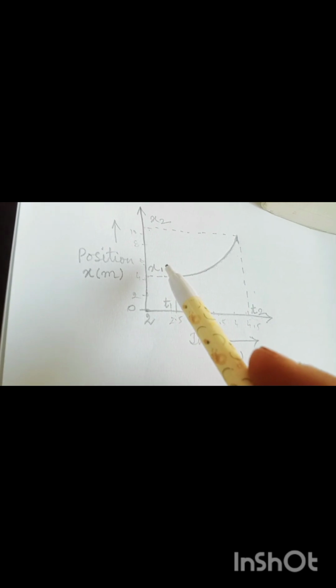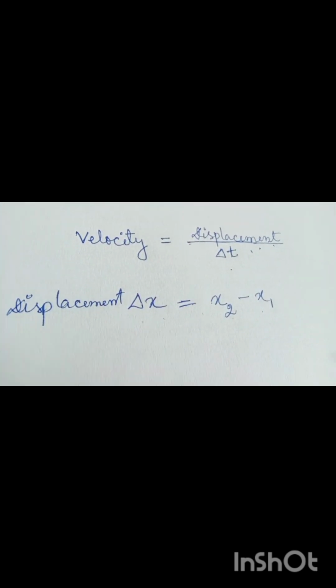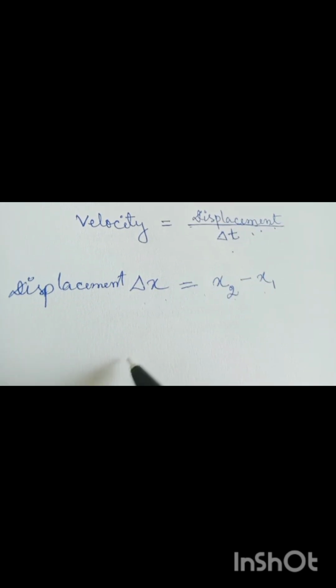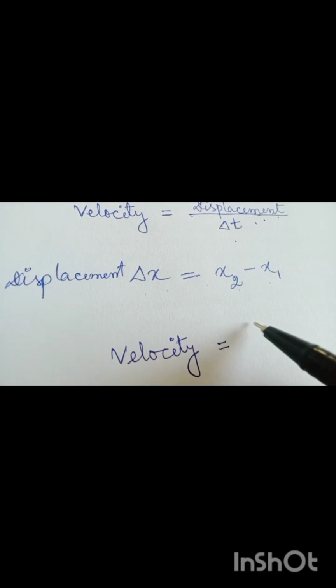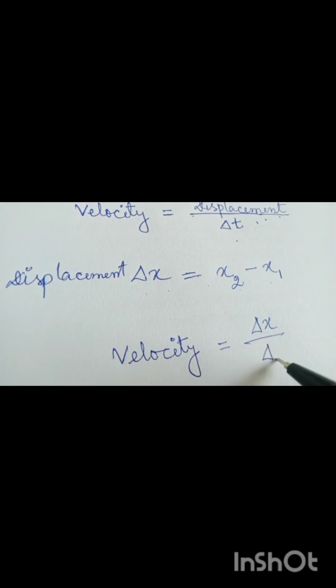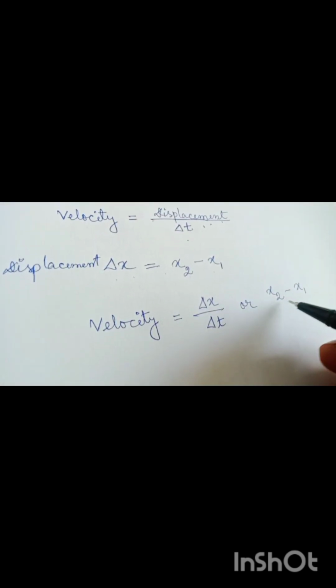So the displacement can be written as delta x equals x2 minus x1. This is the displacement. Now the expression of velocity becomes delta x by delta t, or x2 minus x1 by t2 minus t1. So this is the expression of velocity.